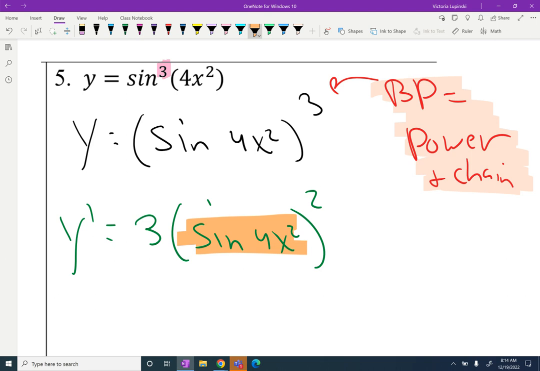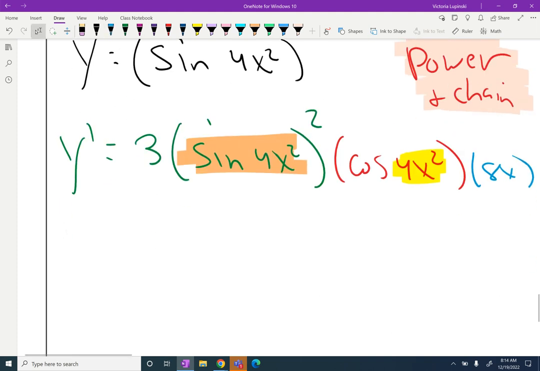It's a sine. What's the derivative of the sine of something? The regular cosine of the same something. Then you have to do the chain rule one more time for this inside. And what's the derivative of 4x squared? 8x. Again, that's it as far as the calculus goes.